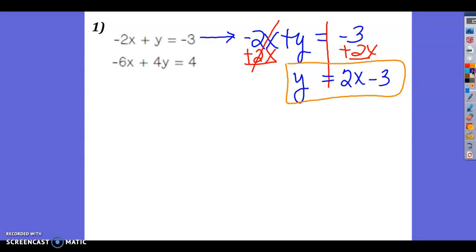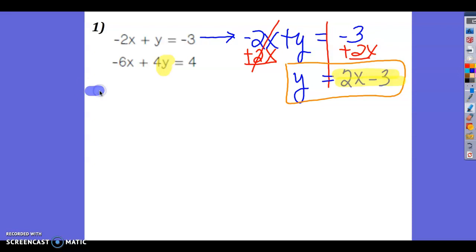Now that we've gotten y all by itself, and we know that y means exactly the same thing as 2x minus 3, I can go into the other equation that I haven't used yet, and I can take this y out right there, and I can replace it with 2x minus 3. That's the substitution part. We're replacing something with something else.